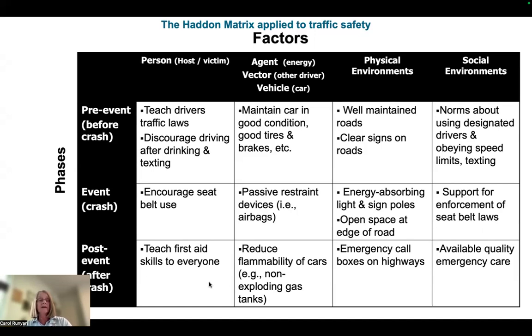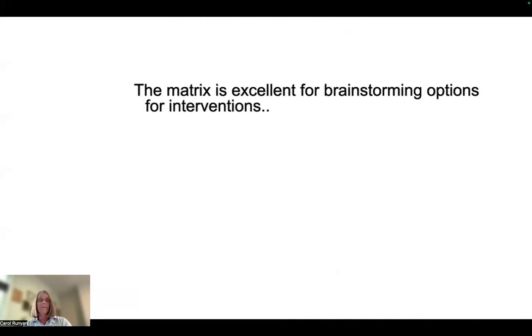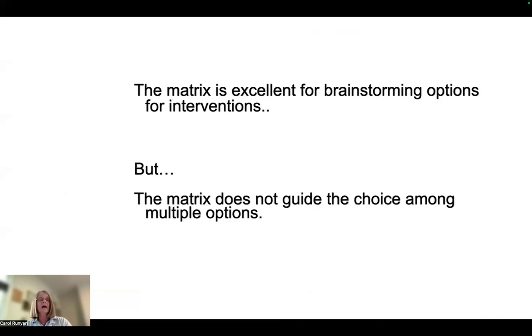And then in the post-event phase, teaching first aid skills to everyone in the car, whether it's the person injured or whoever is injured, to take care of themselves or others around them. Reducing some of the hazards of the car itself, for example, the flammability if the gas tank is involved, having emergency call boxes along highways, availability of quality emergency care. So these are just some examples that fit with that model. The matrix is really excellent for brainstorming options for interventions, but it doesn't guide you to the choice among the multiple options. And that's where the third dimension comes in.